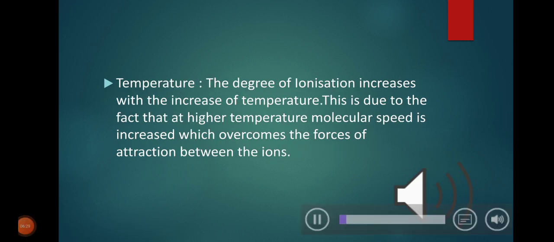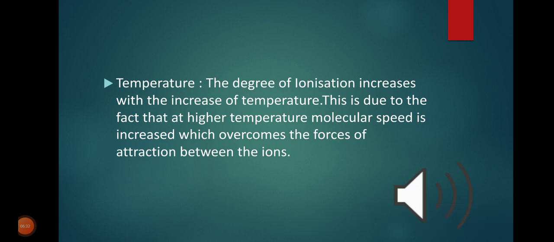The next factor is temperature. The degree of ionization increases with the increase of temperature. As the temperature increases, the degree of ionization increases. This is due to the fact that at higher temperature, molecular speed is increased, which overcomes the forces of attraction between the ions. As the forces of attraction between the ions become less, the ions will be separated easily. So in this way, an increase in temperature causes an increase in the degree of ionization.